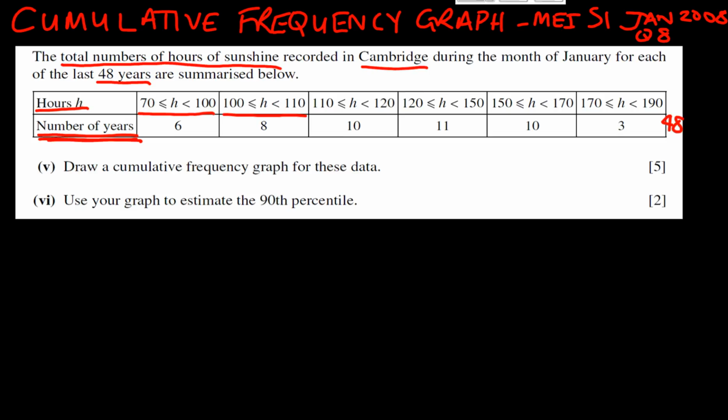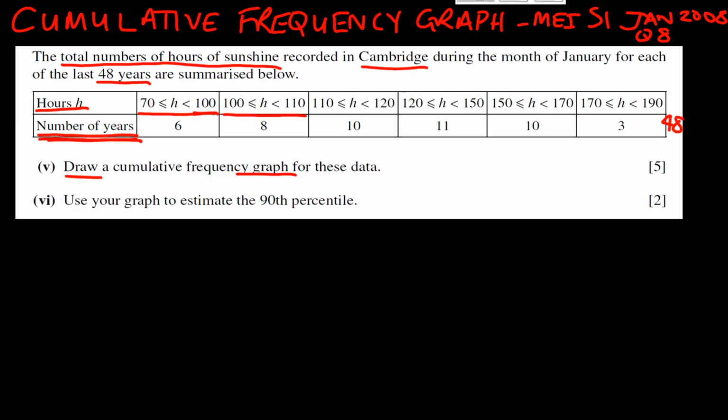The next one is the hours of sunshine is continuous data. The important thing is recognizing that we are going to present this data as continuous in our cumulative frequency graph. Looking at this first range, it's between 70 and 100 hours. The only point we can be sure of is that the total to 100 hours cumulatively is 6. So let's have a read and just check out what we've got to do.